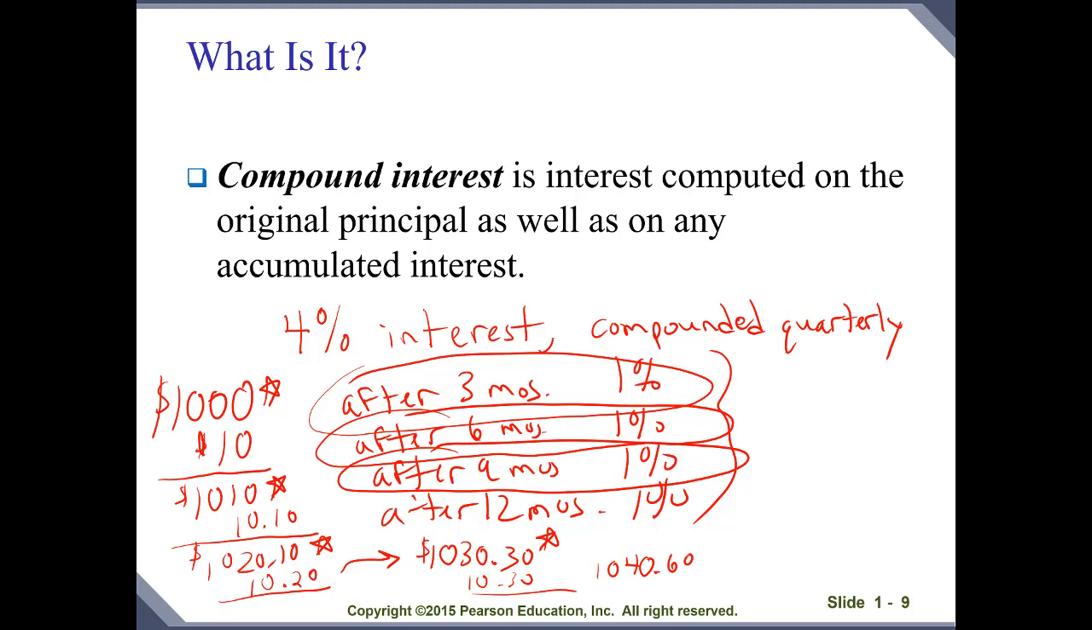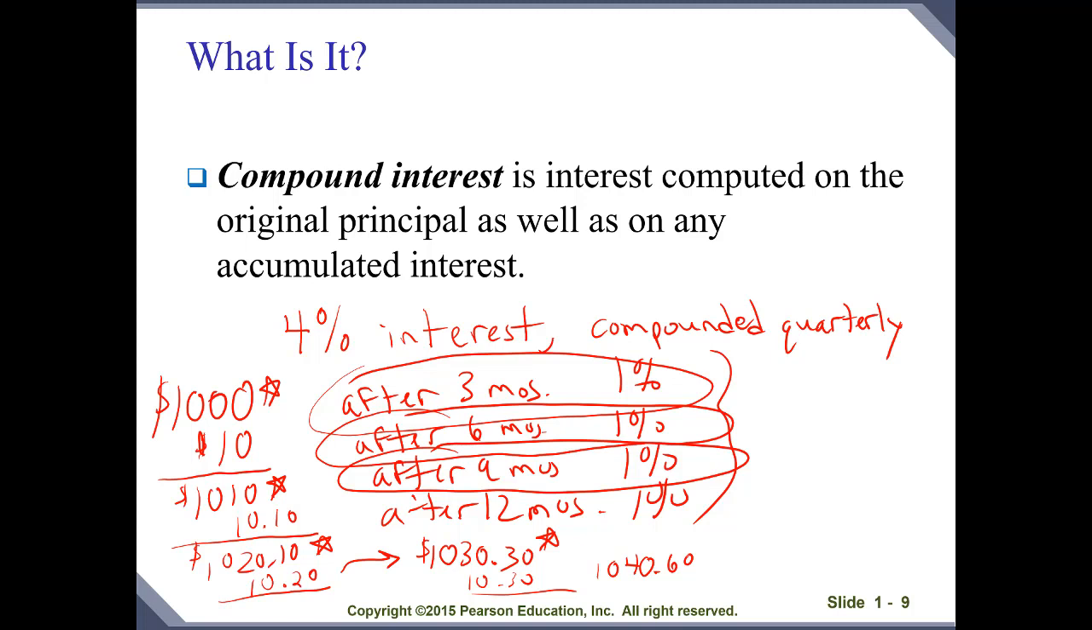If I had been paid 4% simple interest, at the end of the year, I would just have $1,040 in the bank. Now, you might think, and you'd be right, that 60 cents isn't a huge difference. And it's not a huge difference. The difference becomes more important the larger the amount of money is, and it becomes more important the longer the money is kept in the account.